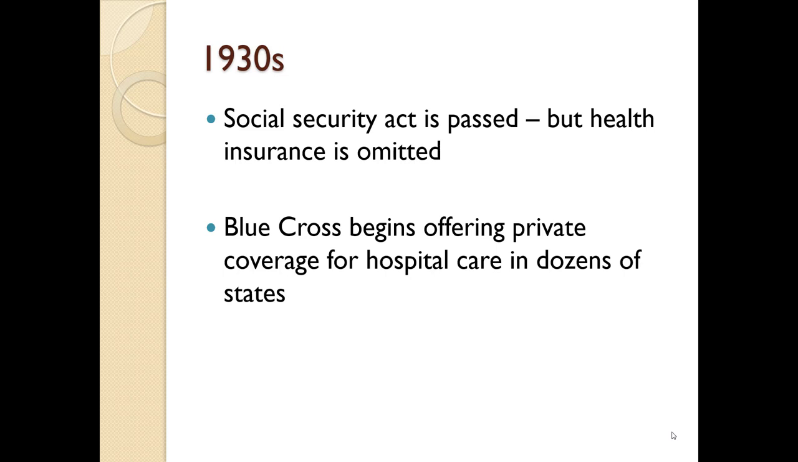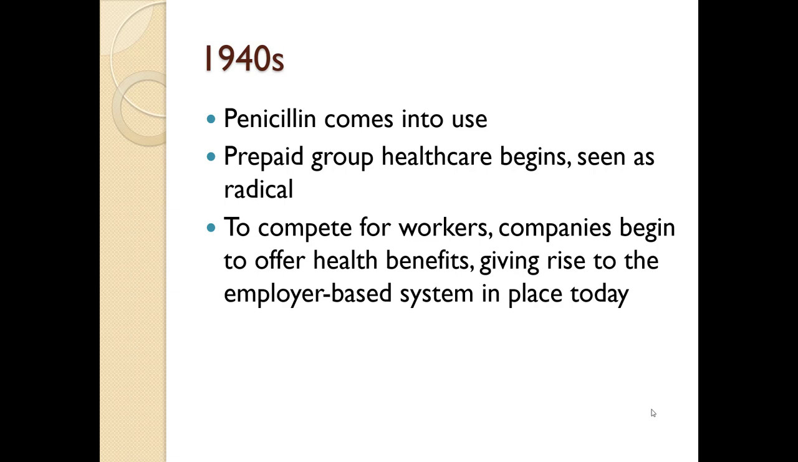So then during the 1940s, we see the emergence of penicillin, which we know took care of really controlling and eliminating a whole lot of disease processes that impacted the longevity of individuals. This is also when prepaid group health care begins. It's seen as radical. But this would be where you could purchase insurance into a group healthcare, so you share the risk. So this is some actuary workings in terms of the finances and being able to cover the cost of healthcare.